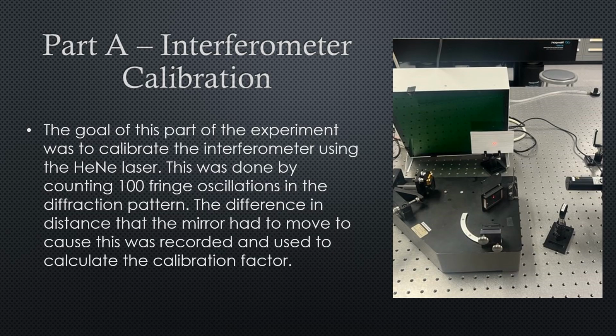Interferometer calibration. The goal of this part of the experiment was to calibrate the interferometer using the helium neon laser. This was done by counting 100 fringe oscillations in the diffraction pattern. The difference in distance that the mirror had to move to cause this was recorded and used to calculate the calibration factor. The setup is shown on the right.